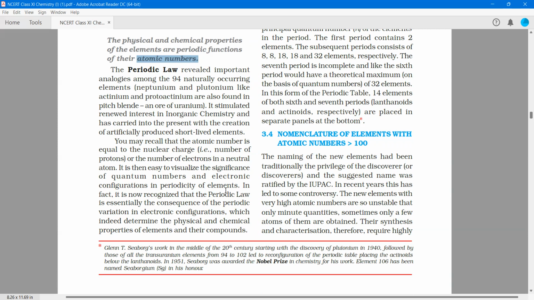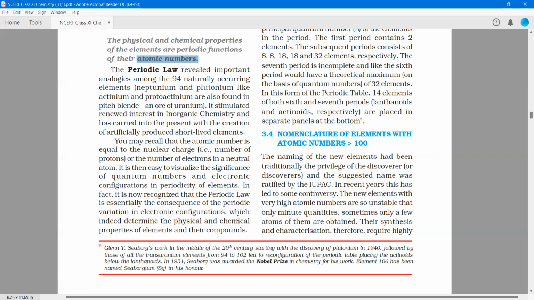periodicity of elements. So when you arrange your elements in increasing atomic weight, you can realize that the atomic number is directly equal in number to the number of protons, or the number of electrons in the neutral atom. So it is more fundamental to arrange the elements atomic-number-wise and not atomic-weight-wise. In fact, it is now recognized that the periodic law is essentially the consequence of the periodic variation in electronic configuration.